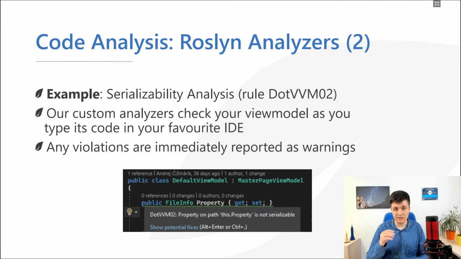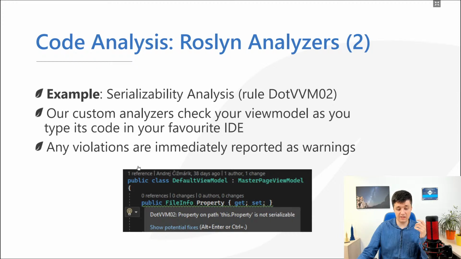And whenever we encounter a property, we perform a serializability analysis. Is this property serializable? Is it supported by .vvm? Because as we all know, view models in .vvm need to be JSON serializable. There are also some other constraints that I'll be talking about in later slides, but this is the general idea. View models need to be JSON serializable, so there cannot be, for example, many things from the System.IO namespace.